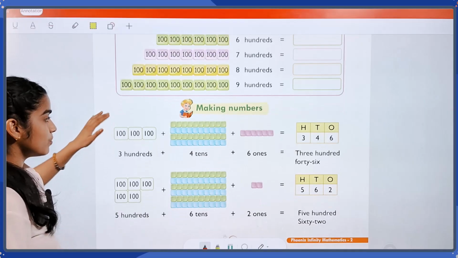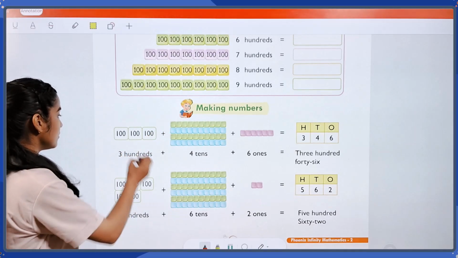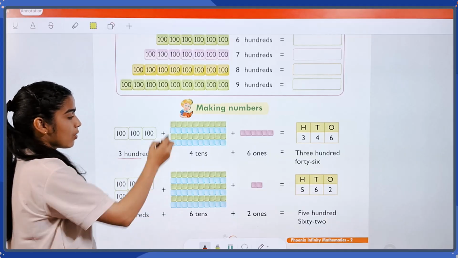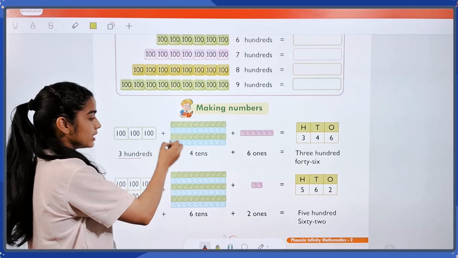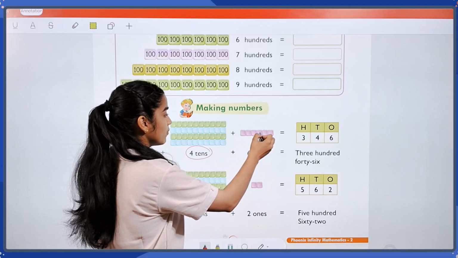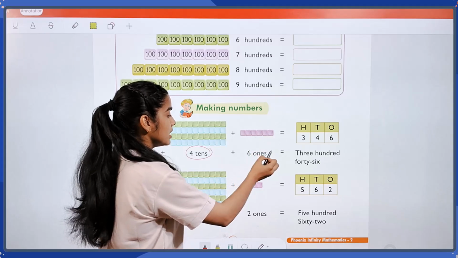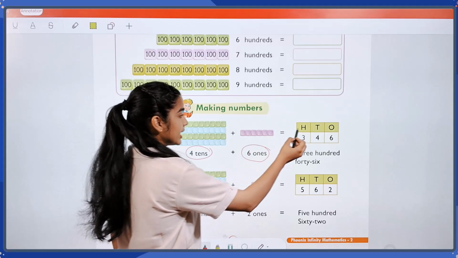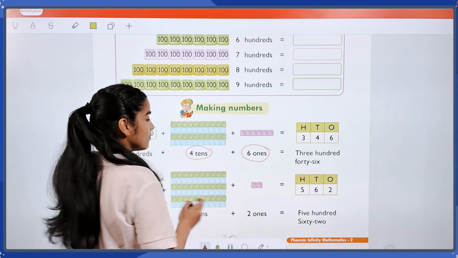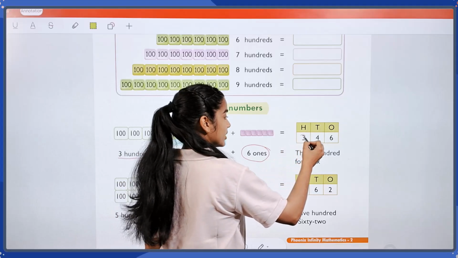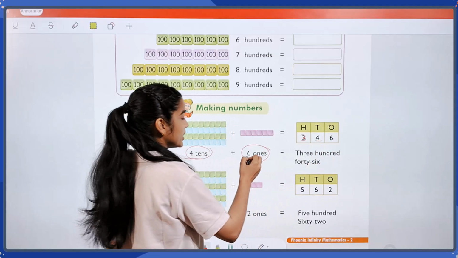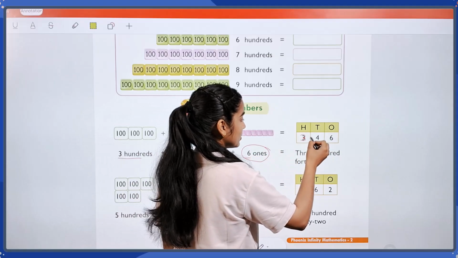Let's move forward to making numbers. So first we see 1, 2, 3. How many hundreds do we have? 300. Now 1, 2, 3, 4. How many tens do we have? 4 tens. Now 1, 2, 3, 4, 5, 6. How many ones do we have? 6 ones. So first we write H, T, O, which is hundreds, tens, ones. How many hundreds do we have? Well done. 300. How many tens do we have? Great. 4 tens. And how many ones? 6. So your answer will be 346.